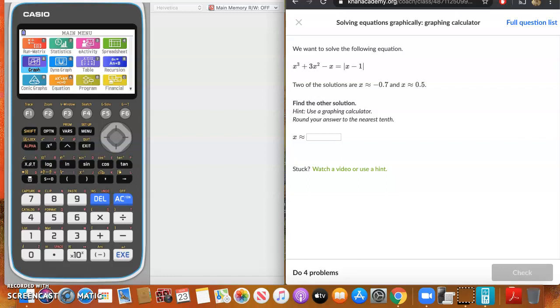Hi guys. Today we're going to look at how to solve equations graphically using the graphing calculator. And as you can see, I have my graphing calculator on the left side and the problem on the right side. So what I'm going to do is show you step by step how to use your graphing calculator to solve this equation.